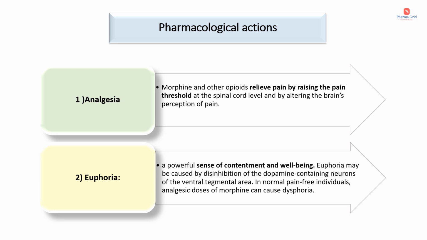Euphoria means a powerful sense of contentment and well-being. Euphoria may be caused by disinhibition of the dopamine containing neurons of the ventral tegmental area. In normal pain-free individuals, analgesic doses of morphine can cause dysphoria. Dysphoria means the opposite of euphoria.